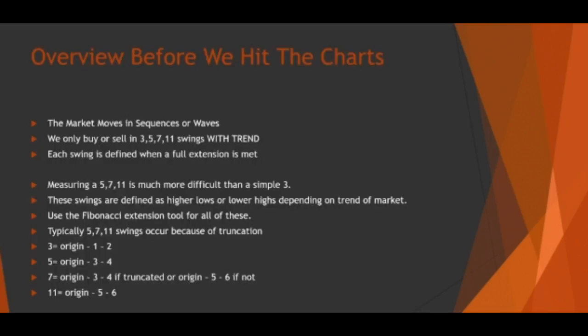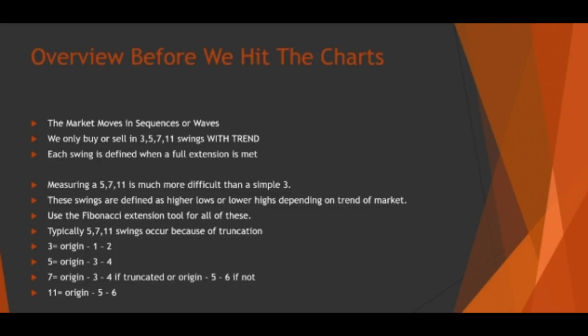I want to overview a little bit before we hit the charts and make sure you didn't miss anything. To recap, the market moves in sequences or waves. We only buy or sell in 3, 5, 7, or 11 swings with trend. Each swing is defined when a full extension is met, and we talked about that. When we measure a 5, 7, or 11, understand that it's going to be more difficult than any 3 swing that you've ever approached. The swings are defined as higher lows or lower highs depending on the trend of the market.